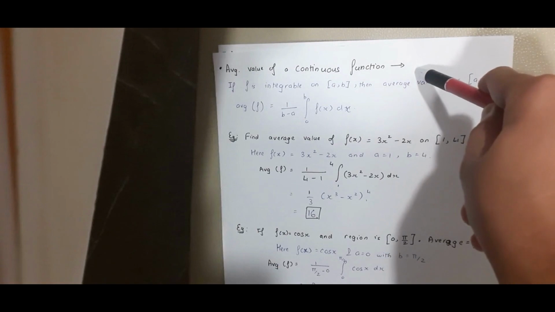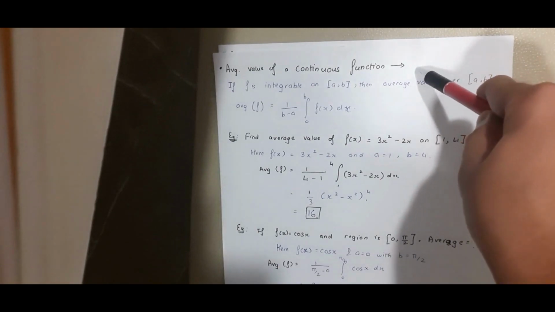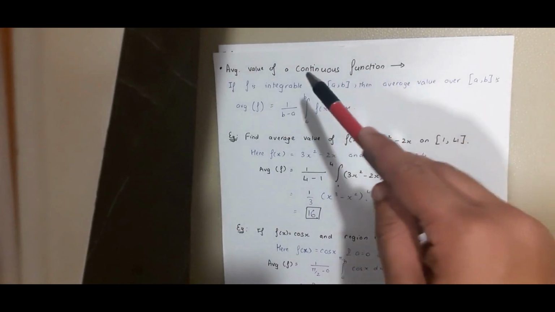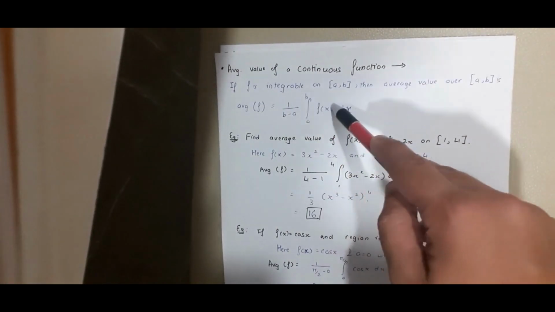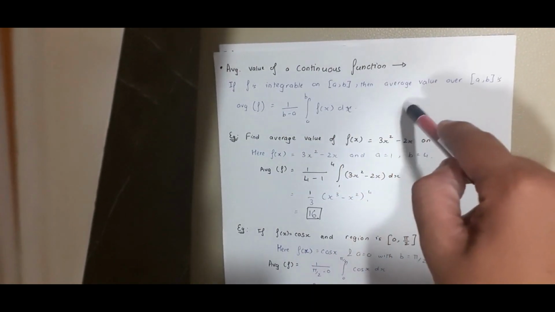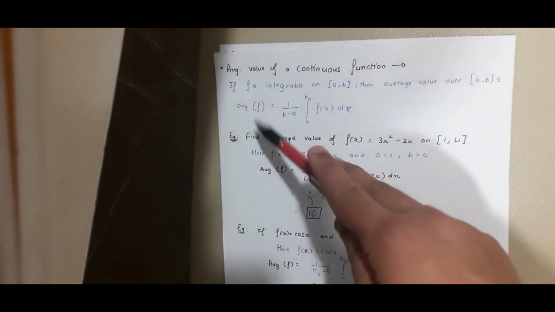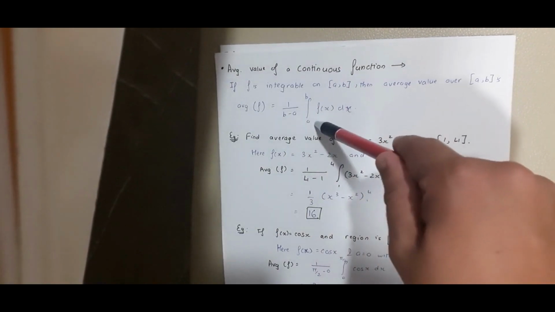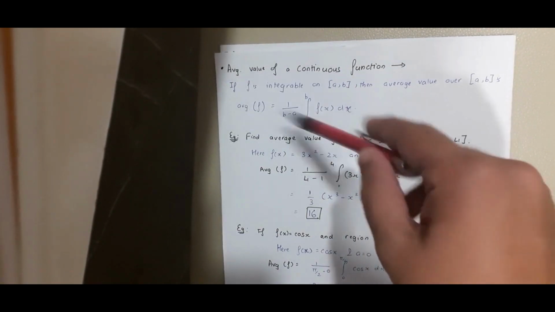Hello, today we'll start with the final part of module 1, which is the integration part. Let us start with the average value of a continuous function. If f is a function which is integrable on [a, b], then the average value over [a, b] is given by this formula: the average of f equals 1 by b minus a, integration from a to b, f of x dx.